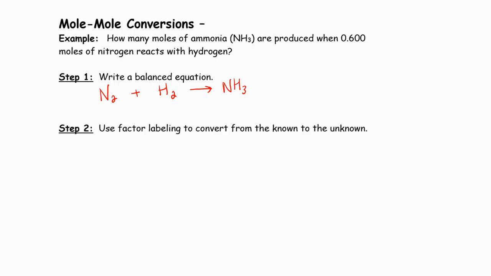Now this is not balanced because I have 2 nitrogens in the reactants and only 1 in the product. So I'm going to stick a coefficient of 2 in front of the ammonia.